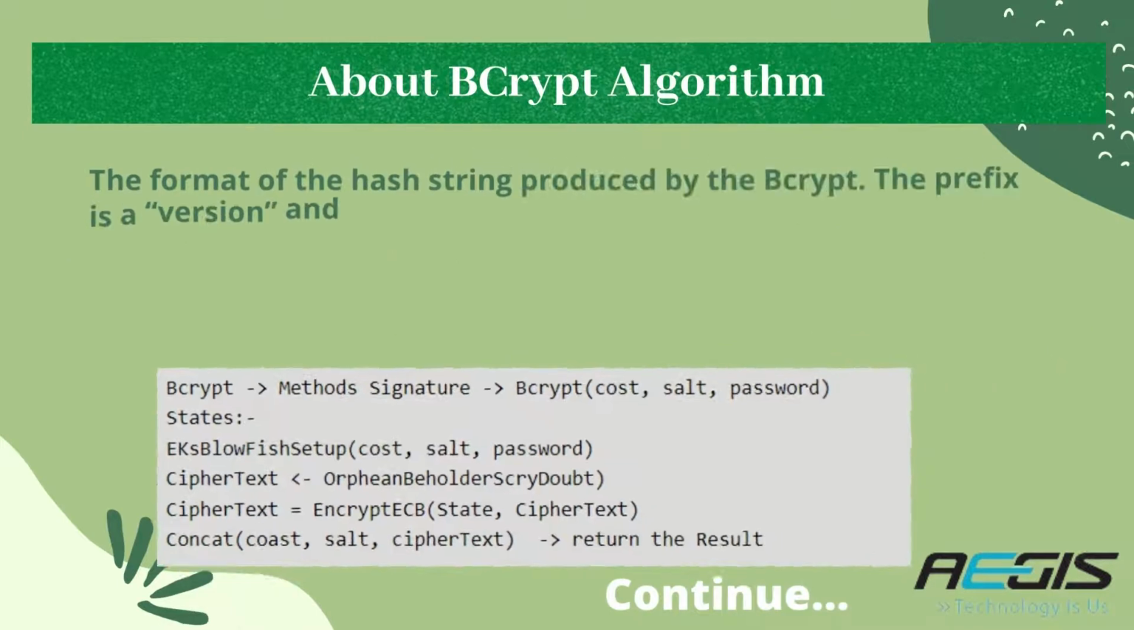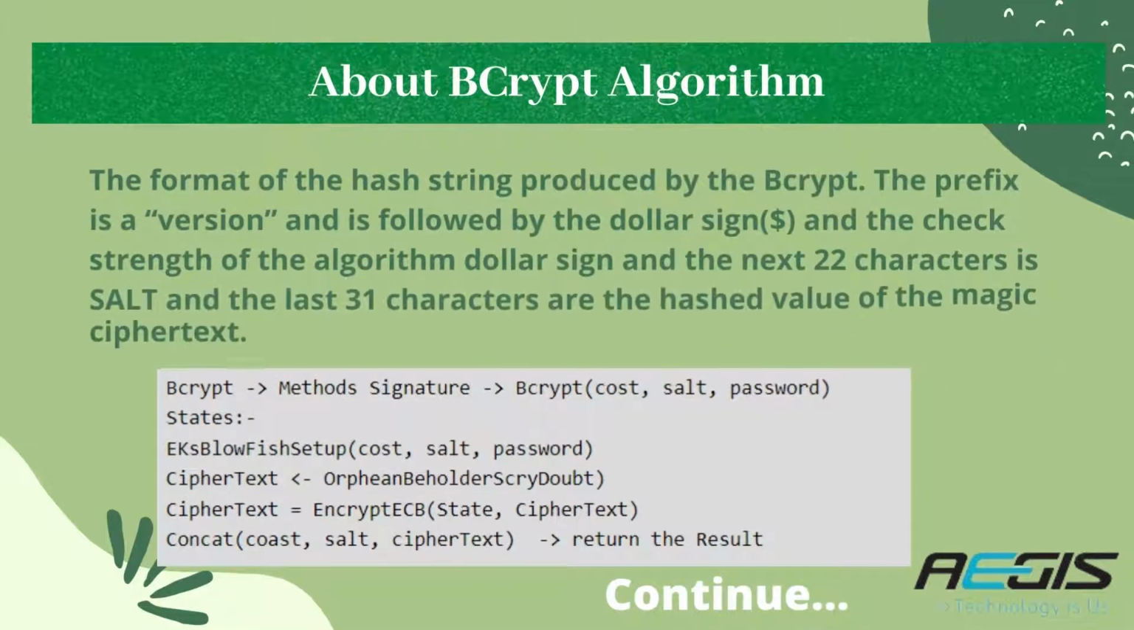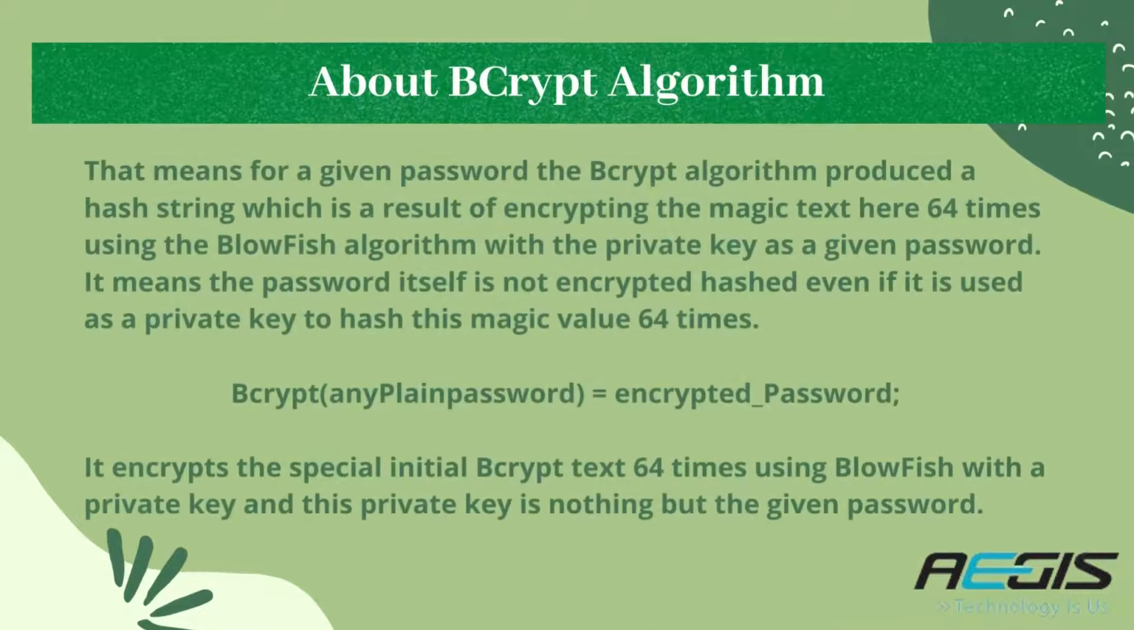The format of the hash string produced by Bcrypt: the prefix is a version, followed by the $ and the cost strength of the algorithm, then $, and the next 22 characters are the salt and the last 31 characters are the hashed value of the magic cipher. Next, check out the example below. That means for a given password, the Bcrypt algorithm produces a hash string which is the result of encrypting the magic text 64 times using the Blowfish algorithm with the given password as the key. It means the password itself is not encrypted or hashed, even though it is used as a key to hash this magic value 64 times.